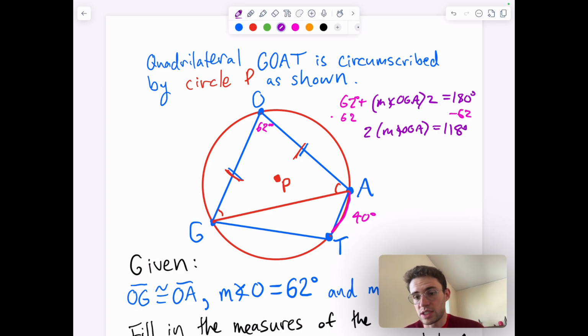Now to solve for just the measure of OGA, we divide both sides by 2, giving us that the measure of angle OGA is 59 degrees. And since we know that OAG is congruent to that, OAG is also 59 degrees.